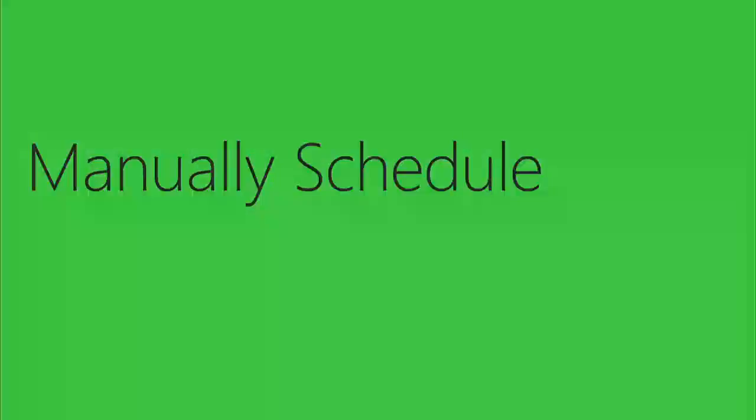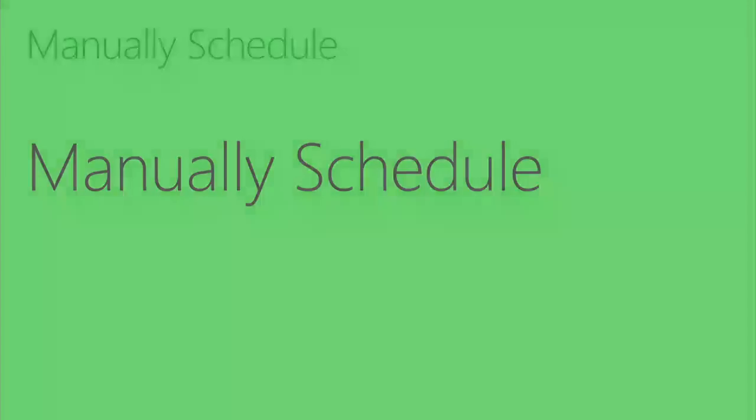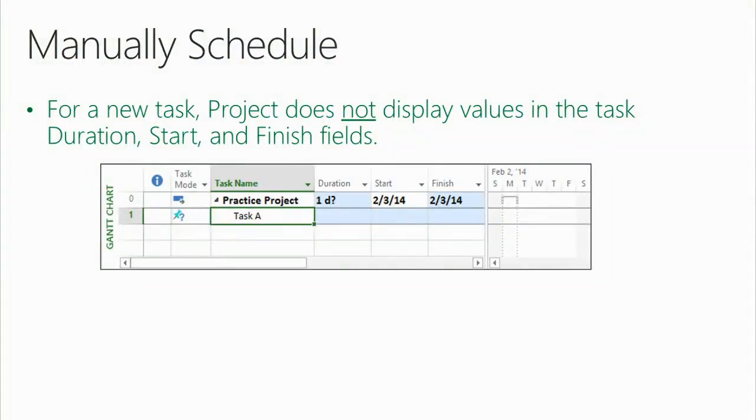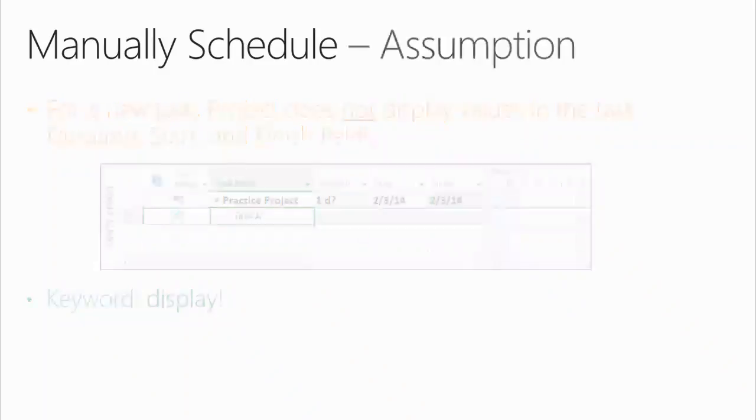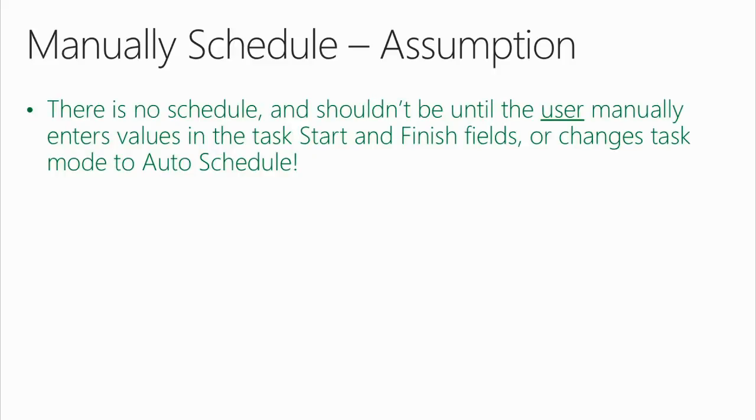All right? So let's get a little bit introduced to manually schedule. Okay? For a new task, Terry, Project does not display values in the task duration, start, and finish fields, and the key word there is display. All right? That's a very important word, display. Now, as I was going through my homework for this, I stopped and said, okay, if I'm relatively new to this like Terry is, then maybe I can draw an assumption at this point. There is no schedule. And shouldn't be until the user manually enters values in the task start and finish fields or changes task mode to auto schedule.